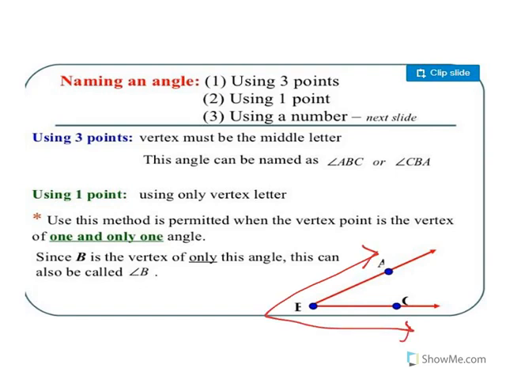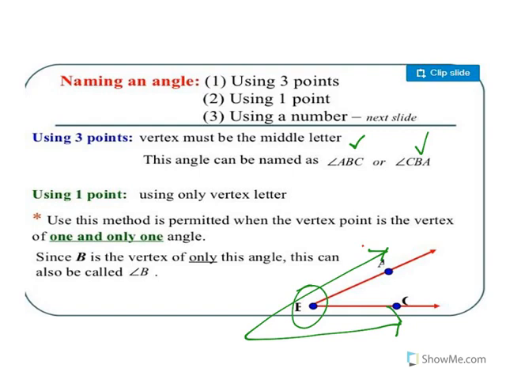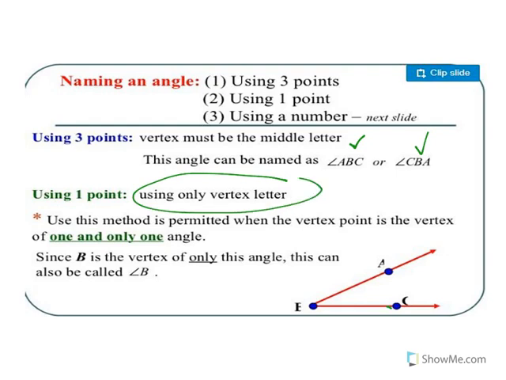Or we can start with CBA. Make sure that when you name this, the vertex is always at the center. Or using one point, we can name this angle B.